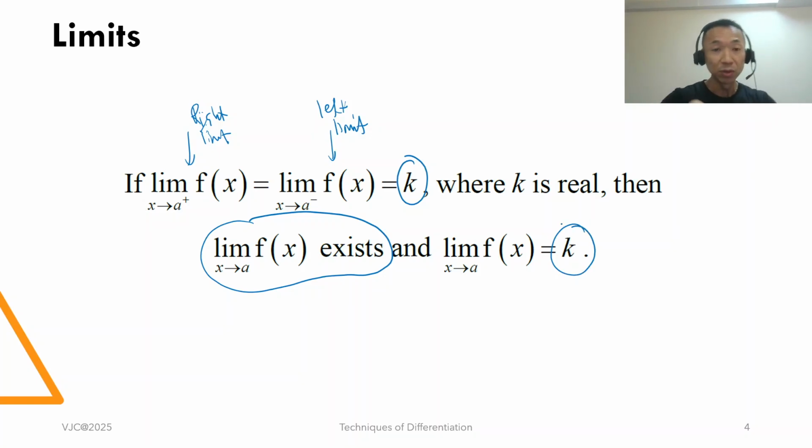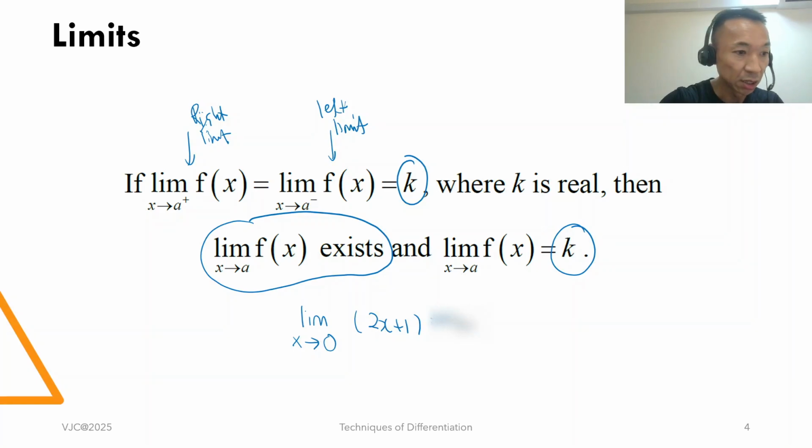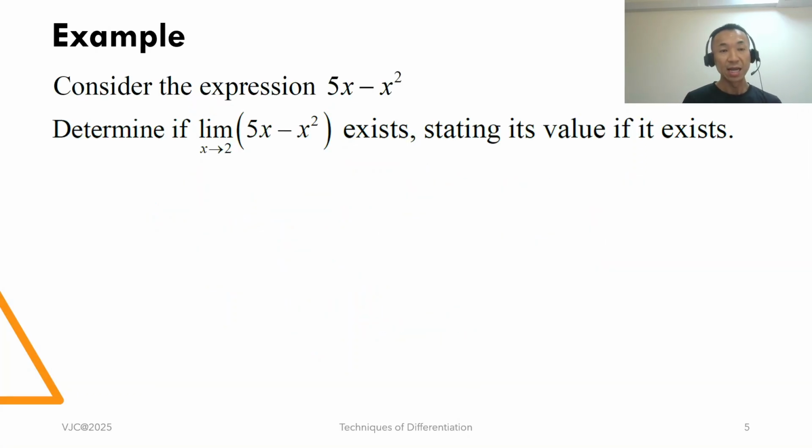And for the example just now that we talked about, the limit as x tends to 0 of 2x plus 1 is actually 1, and it exists. So we may say, oh, okay, it's so obvious. Good, you're right. Most of the time it's obvious, but let's use one more example. Let's consider the expression 5x minus x squared. Determine if the limit as x tends to 2 of 5x minus x squared exists, stating its value if it exists.